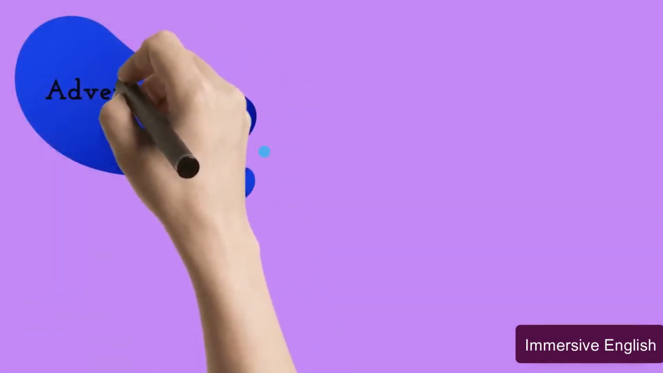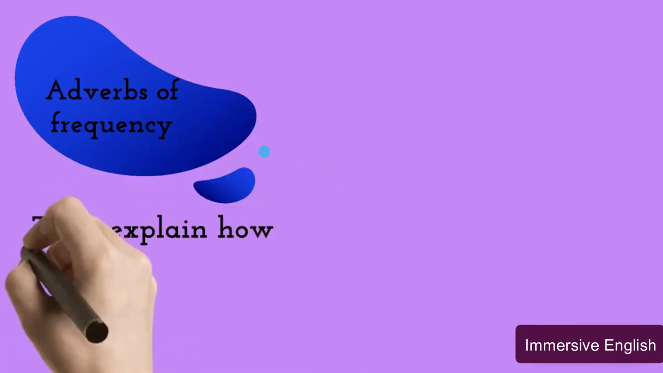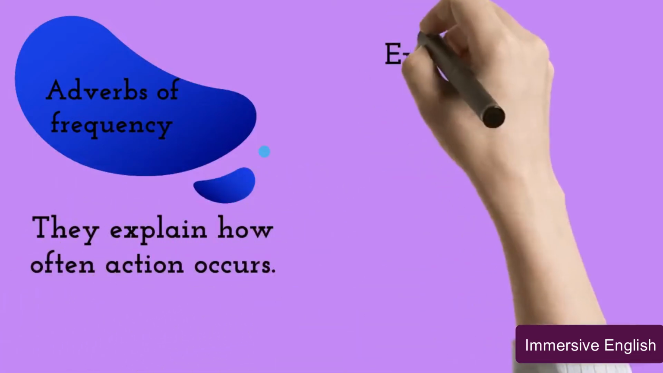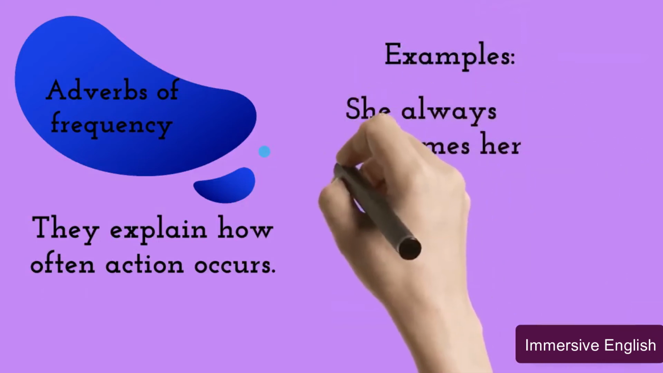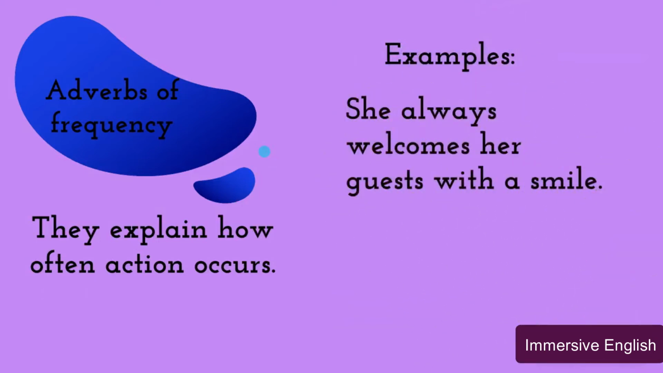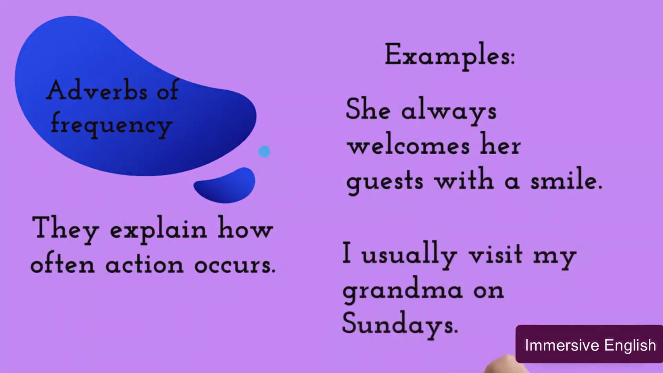Adverbs of frequency. They explain how often the action occurs. Remember, they appear right before the main verb. For example, she always welcomes her guests with a smile. I usually visit my grandma on Sunday.